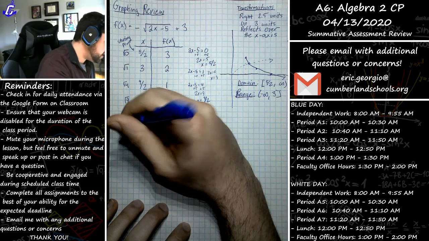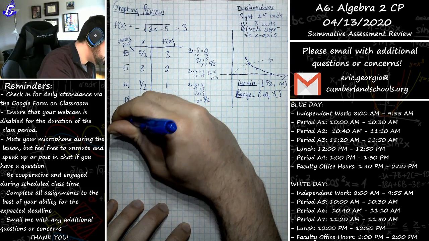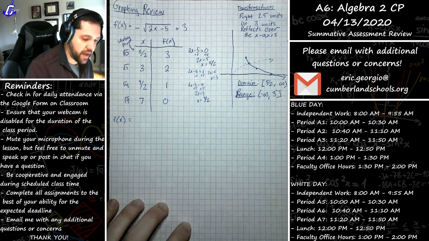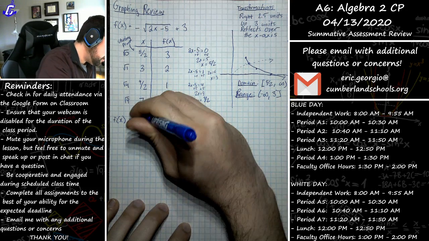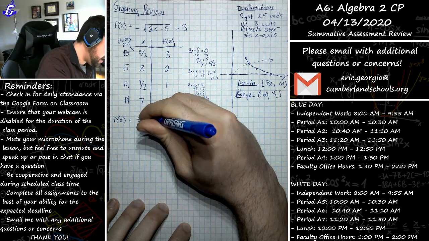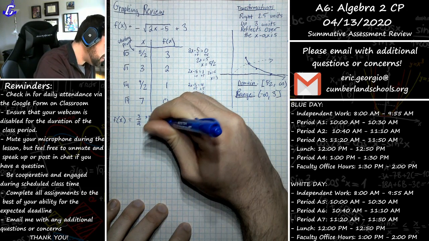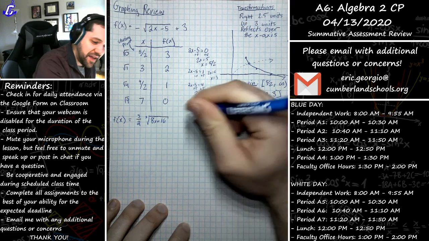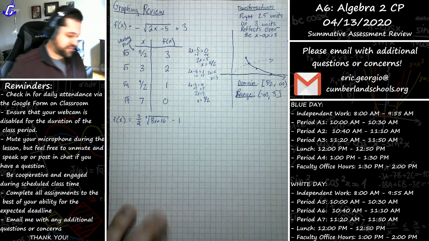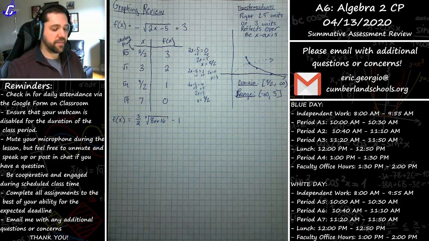Let's do a cube root this time, maybe one that involves a little bit of a GCF and simplifying, okay? How about something like f of x is equal to 3 halves, don't freak out, don't panic, it's just 1.5, times the cube root of 8x plus 16, and then minus 1. Okay? Maybe something like this.